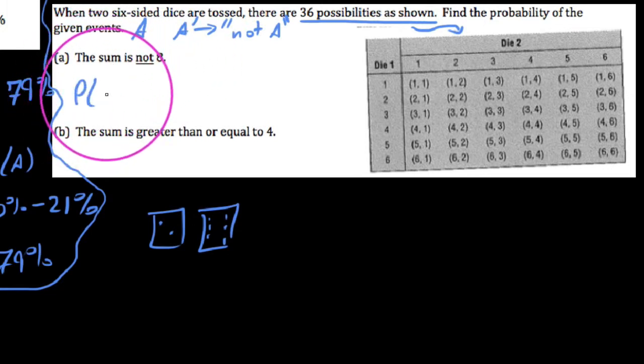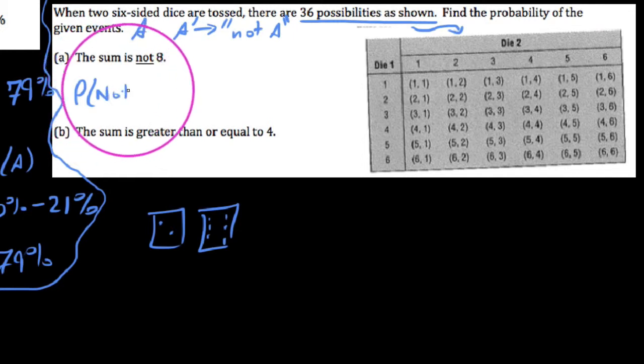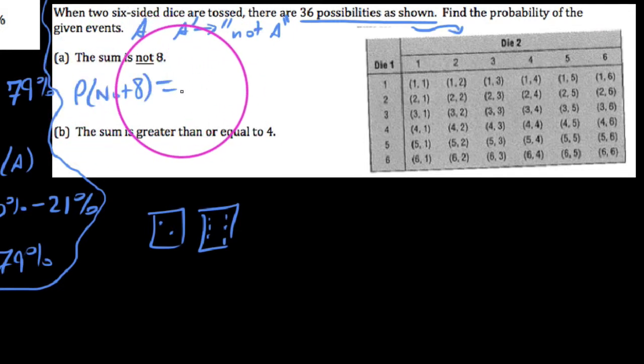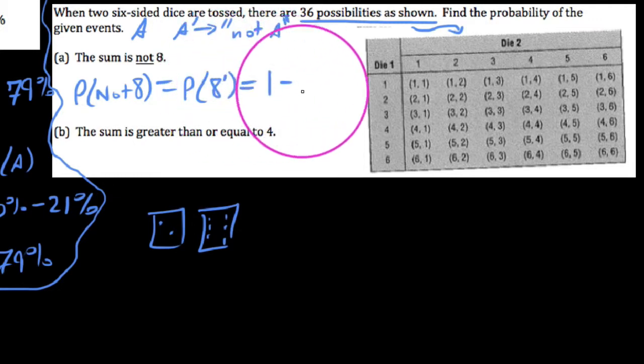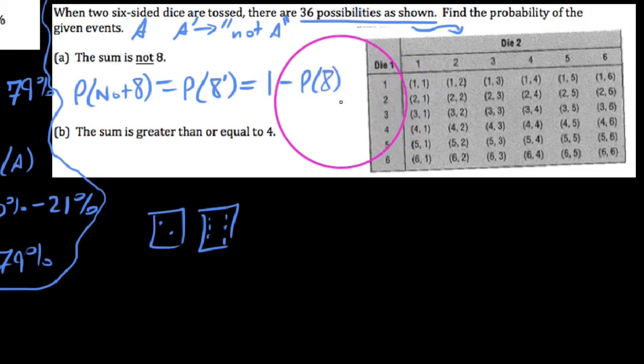We say probability not 8. Okay. The way we suggest we should write this here is this: probability of 8 prime. In other words, anything but 8. And what we know is this: it's 1 minus the probability that it actually is 8. I want you to consider this.